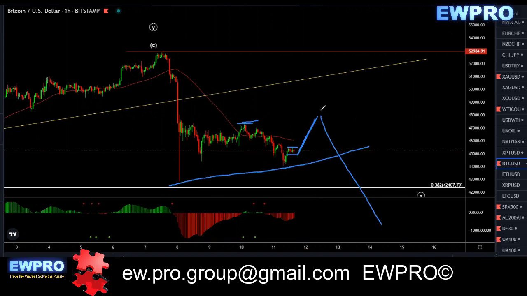Once you get that top broken, look for sell setups. Once this top here is broken, move to break even if you take the buy, and then as soon as you get a sell setup, get out of the buy and take the sell.